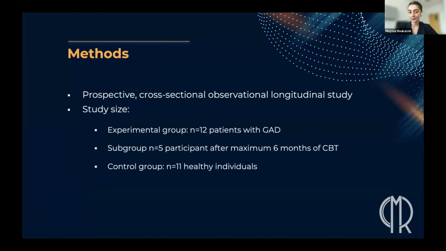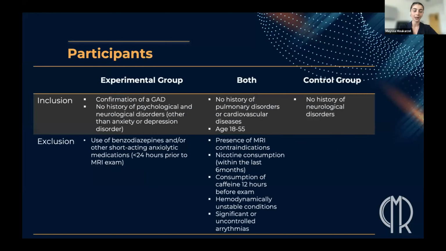This is a prospective cross-sectional observational longitudinal study, and we're still in the process of recruitment. As of now, we have 12 patients with GAD, with 5 participants in the subgroup. Those are the participants who have GAD but also follow the CBT, and they're going to have a follow-up scan 6 months after their first scan. Then we have 11 healthy individuals that are sex matched and age similar to the patients.